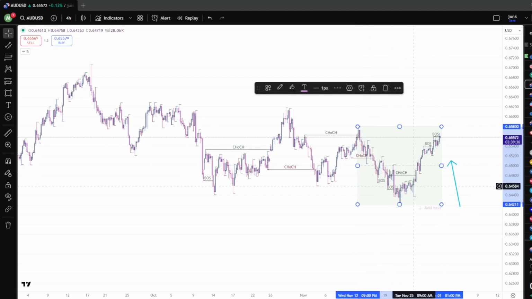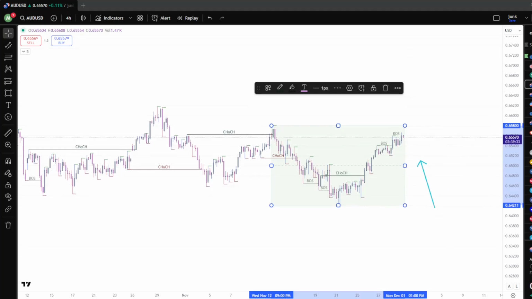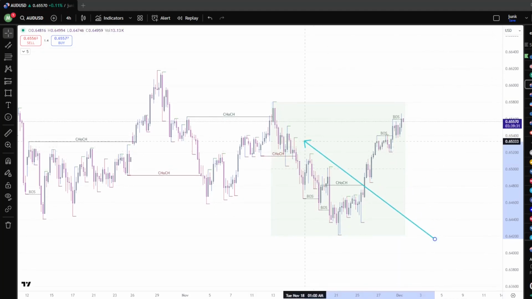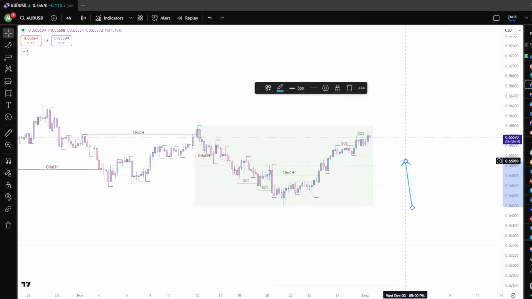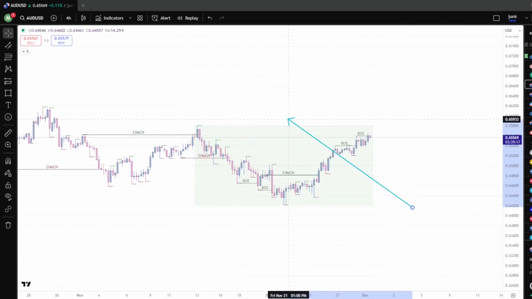So it stepped back up and broke structure to the upside. There is liquidity sitting over these highs, so it's starting to take out. Buyers are starting to take out all that liquidity sitting over these highs. As we see, it's making higher highs, higher lows, higher highs, as prices continue to push higher, looking to target the highs of this overall range.